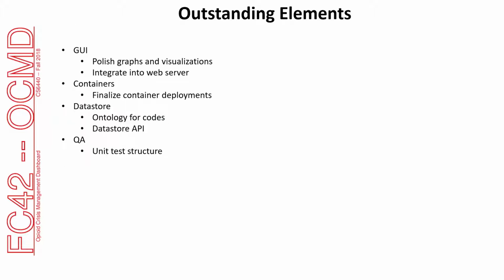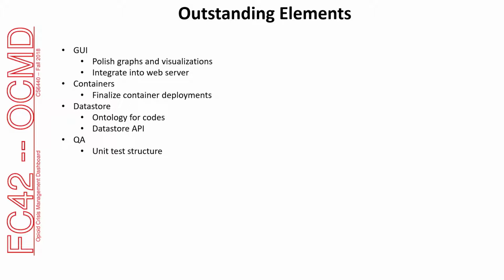The current outstanding elements can be divided into 4 categories. For the GUI, there's a need to finish the visualizations and graphs, and make everything look pretty. There's still a need to integrate the GUI code into the web server. Next, we need to finalize all container deployments, including the data store.